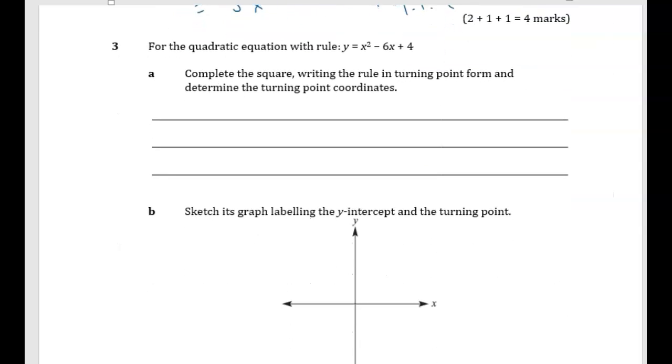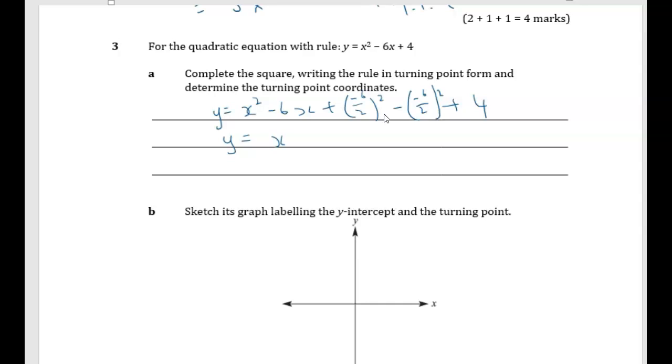All right, question 3. For the quadratic equation with the rule x squared minus 6x plus 4, complete the square, write the rule in turning point form, and determine the turning point coordinates. We did completing the square before, so we keep the first two terms the same. We take the coefficient of x, so negative 6, divide it by 2 and square it. Then we subtract it, plus 4.